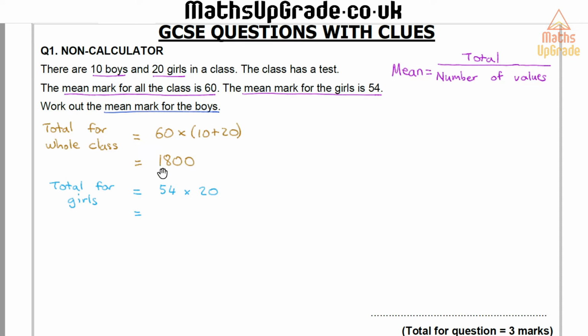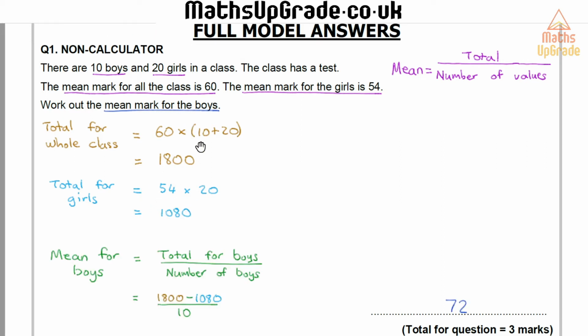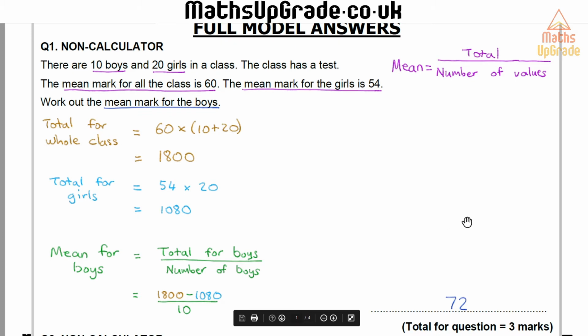In a similar way, we can find the total for the girls. The total for the girls will be the mean mark times the number of girls. So 54 times 20, which without a calculator, you can just do 54 times 2 times by 10. That gives us 1,080. Now, if I subtract these two numbers, that'll give me the total for the boys. So the total for the boys must be 720. And we know there's 10 boys in the class, since it tells you in the question. So the mean for the boys must be 720 divided by 10, which is 72. And that's 3 marks for that question.